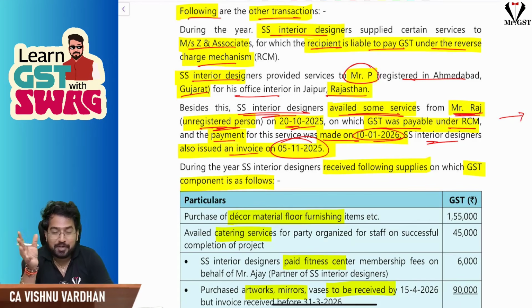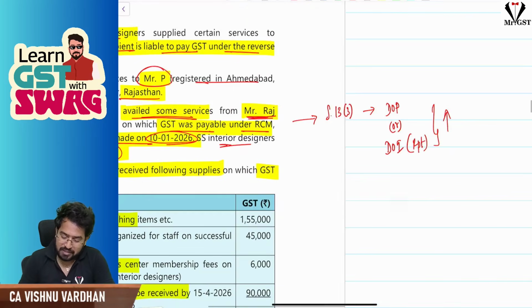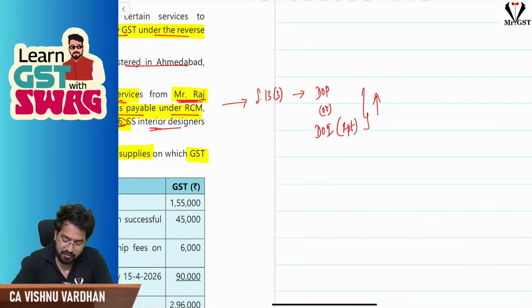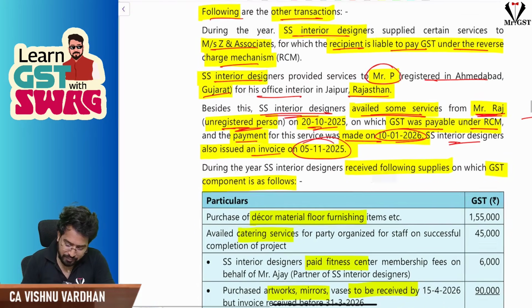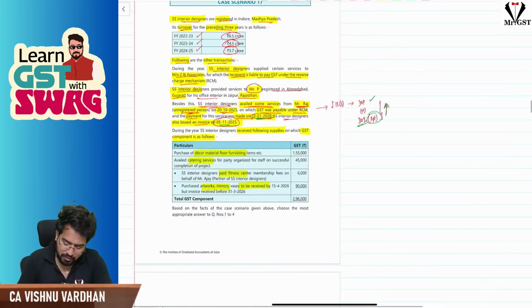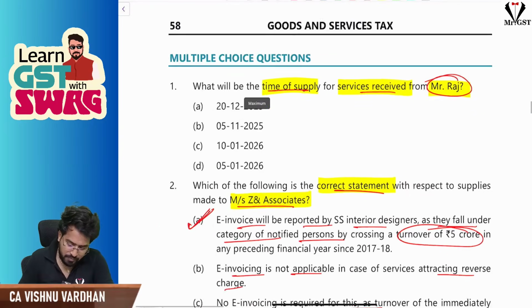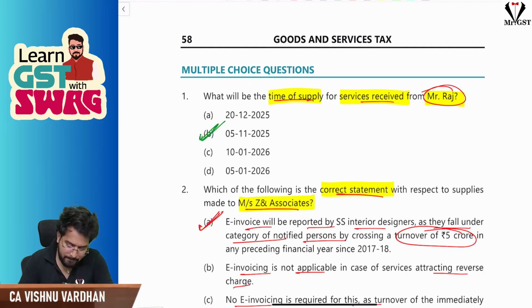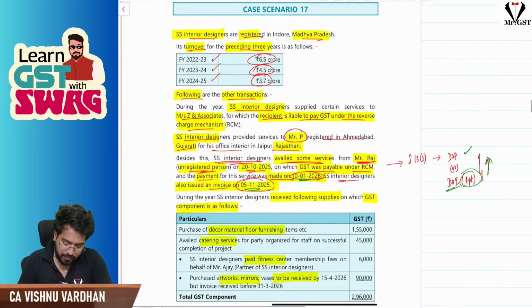Coming to the point, this is RCM, so time of supply will be based on Section 13 subsection 3. And here we will take date of payment or actual date of invoice raised by the recipient, that is SS Interior Designers, whichever is earlier. So they give payment 10th Jan, but invoice SS Interior Designers issued on 5th November. So 5th November will be the time of supply.